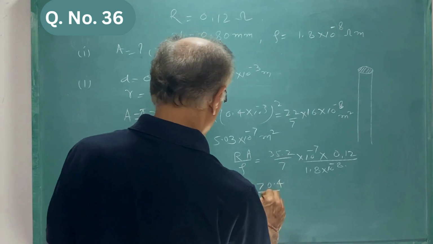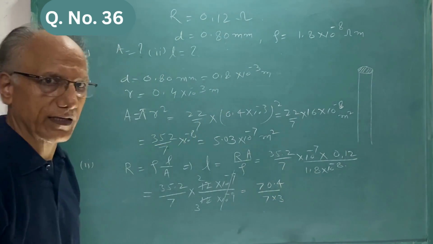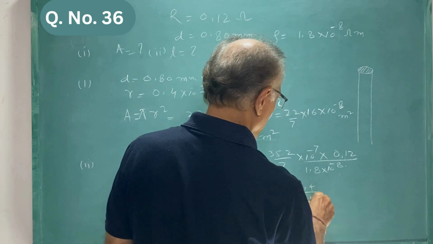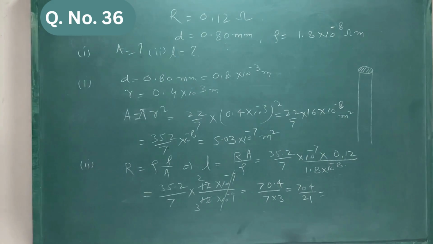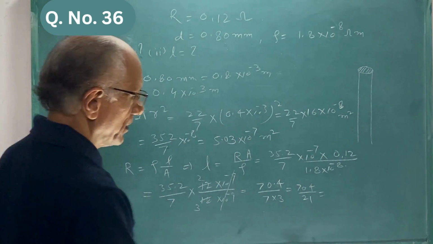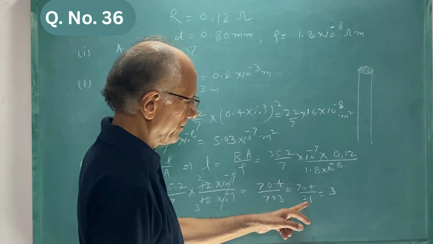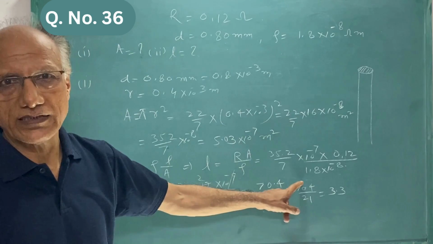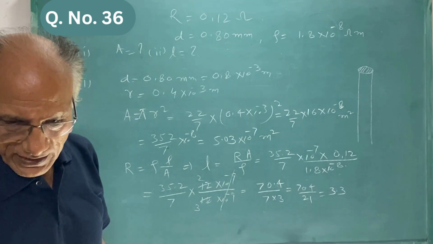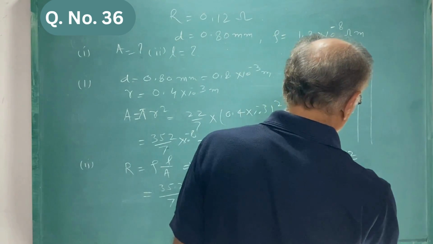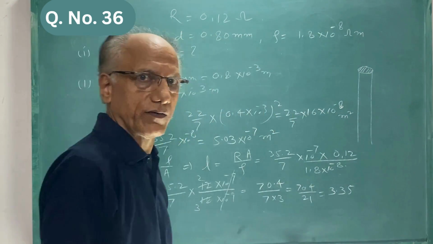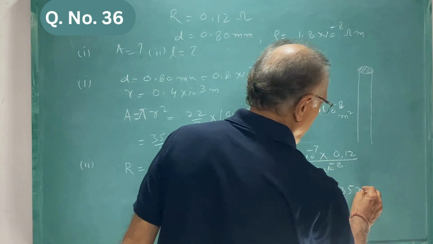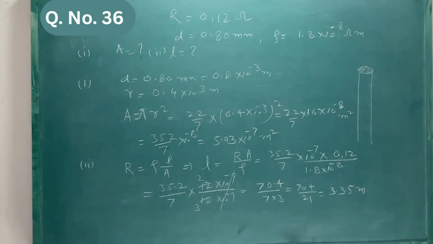So multiplying this, you will get 70.4 divided by 7 into 3. So here 70.4 divided by 21, and that equals 3.35 approximately. 21 3s are 63, remainder 7, 74 again, 63 again, then 11, and nearly 5. So this much is the length. The length of the wire will be 3.35 meter.